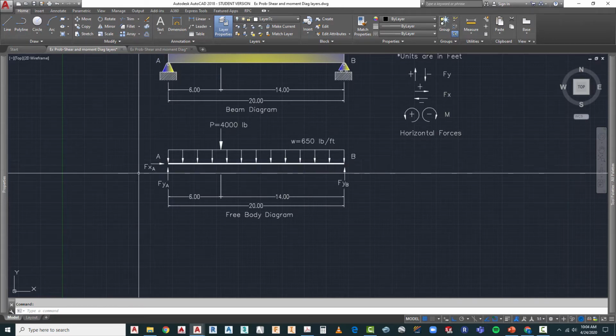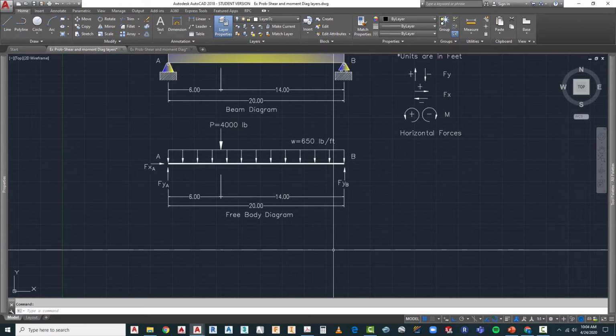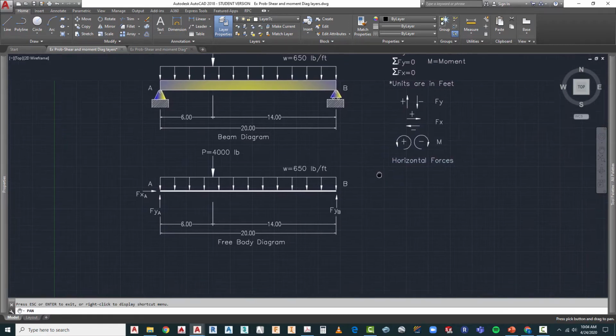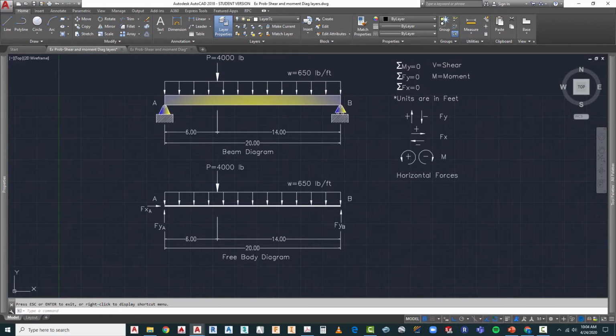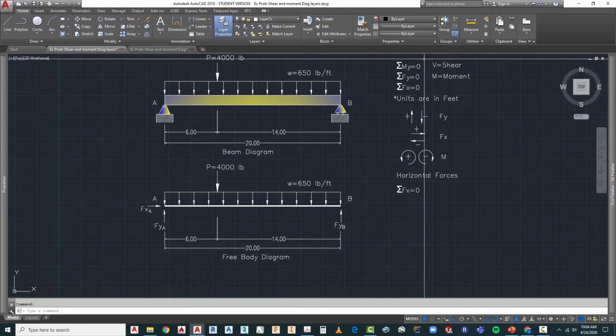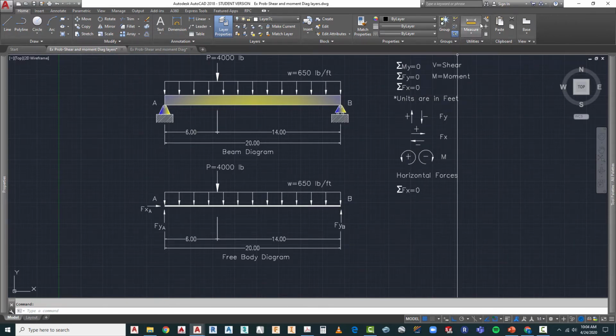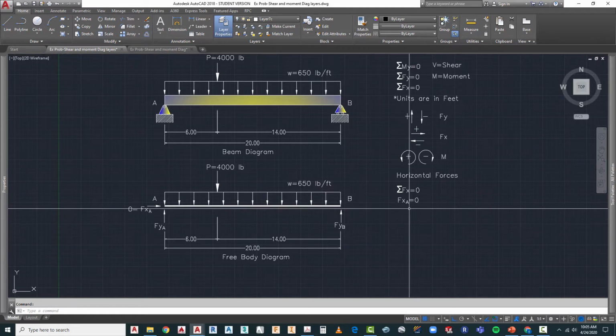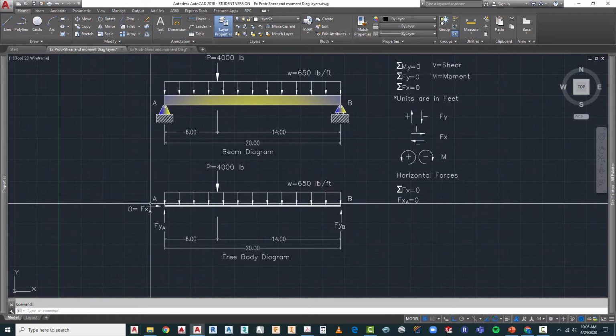We only have one, which is FXA, so let me go ahead and pan this down a little bit. We're going to select our equation, which is the summation of forces in the x direction. And since we only have one potential reaction force, we know that Fxa is going to be equal to 0.